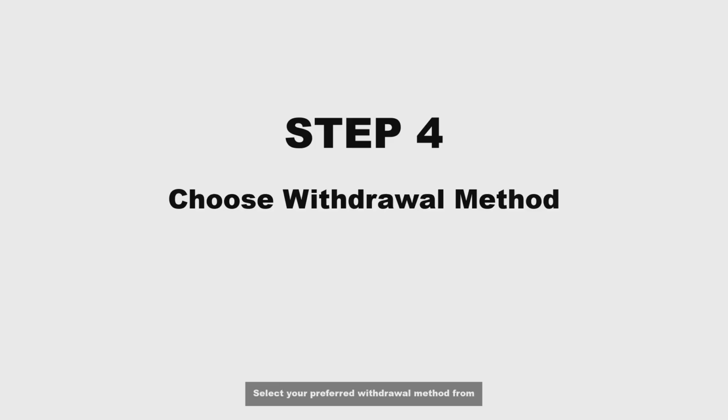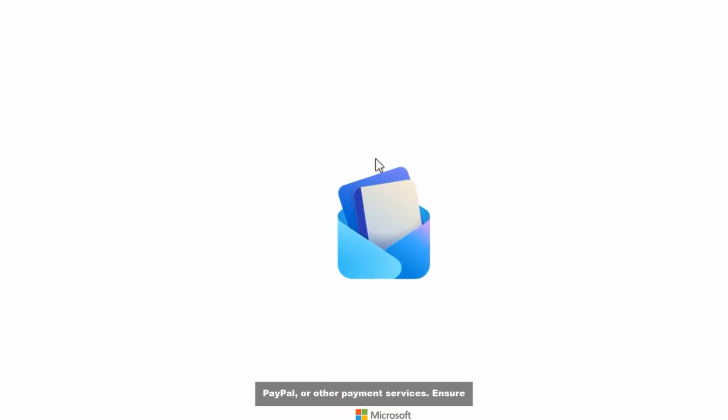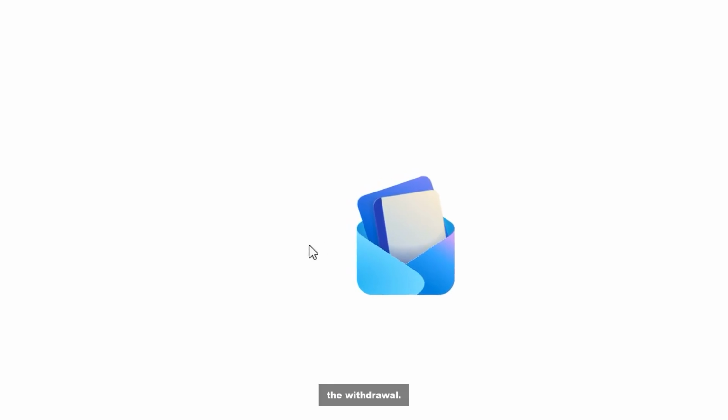Step 4. Choose Withdrawal Method. Select your preferred withdrawal method from the available options, such as bank transfer, PayPal, or other payment services. Ensure that you have linked the correct account for the withdrawal.